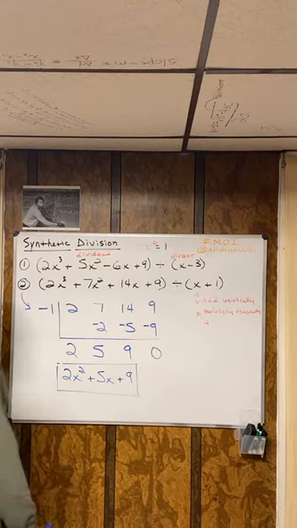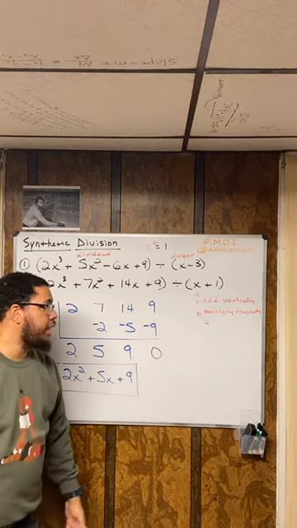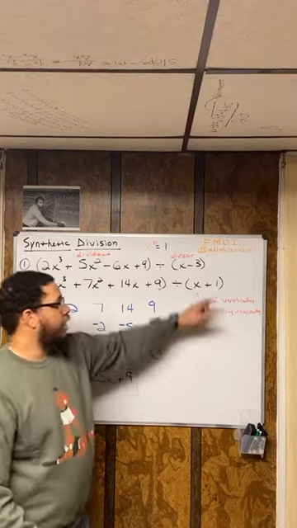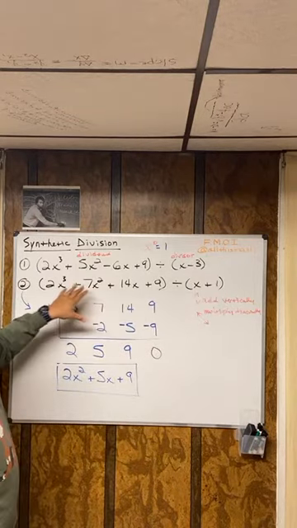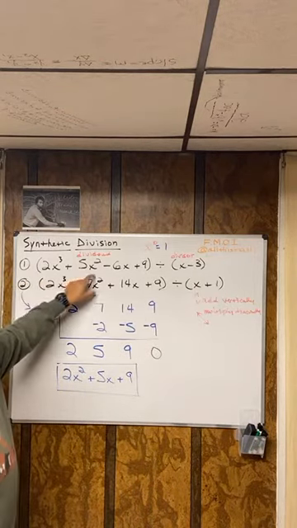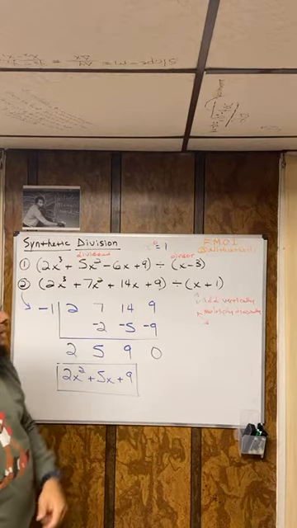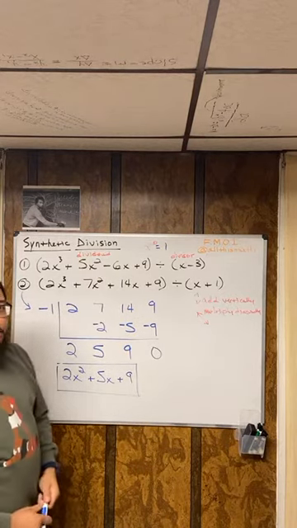2x squared plus 5x plus 9 is the quotient. So what that means is that x plus 1 actually divides evenly into 2x cubed plus 7x squared plus 14x plus 9. You know what I'm saying?